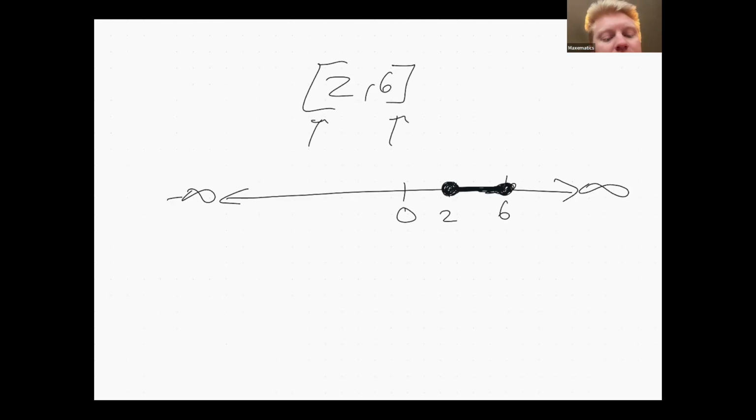So parentheses use open circles, and brackets use closed circles.